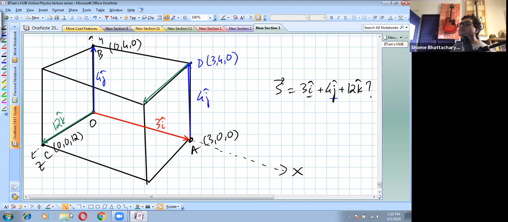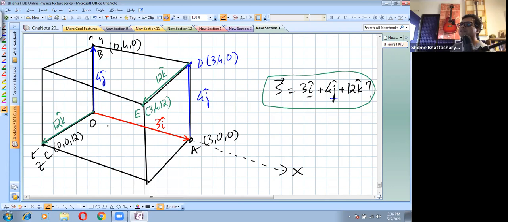So then you are reaching this point, let's say, which is E. Okay. And this is 12 k cap. So you are reaching this point whose coordinates are becoming 3, 4, 12. So now you completed your net displacement x. So you have to understand that this green colored vector is the same as this one. It's 12 k cap only. Its origin is a different point, but it's parallel to that vector and it's of same length. So this is a rectangle.